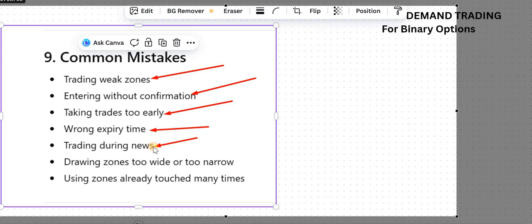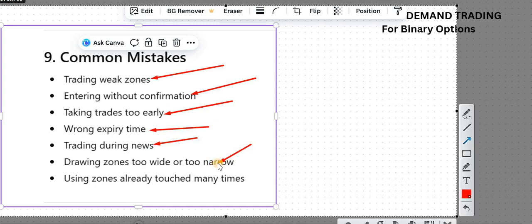Trading during news, like I explained just now, the market becomes too volatile, so you have to avoid trading at this time. Now, drawing your zones too wide or too narrow, it simply means you don't know where to put your rectangle. Too wide or too narrow means you don't know what you are doing. In other words, for you to avoid drawing your zones too wide or too narrow, you must know how to identify the zone. Once you know how to identify your zone, you won't be making this mistake.